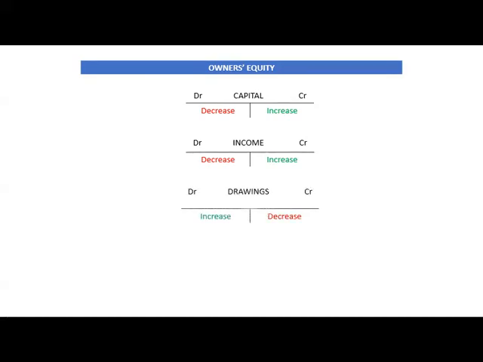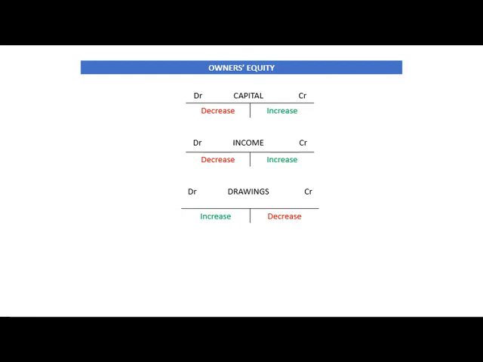Drawings is always drawings. We don't have a lot of examples on drawings. We only have the fact that the owner will take probably equipment, we'll put it on the debit side of drawings. If the owner takes trading stock, we will debit drawings, credit trading stock. When the owner takes money, we will debit drawings, credit bank. When the owner takes stationery, we will debit drawings, credit stationery.